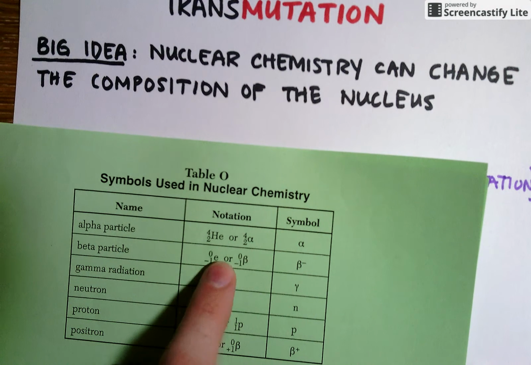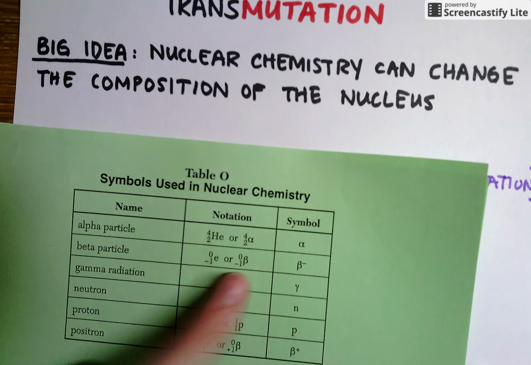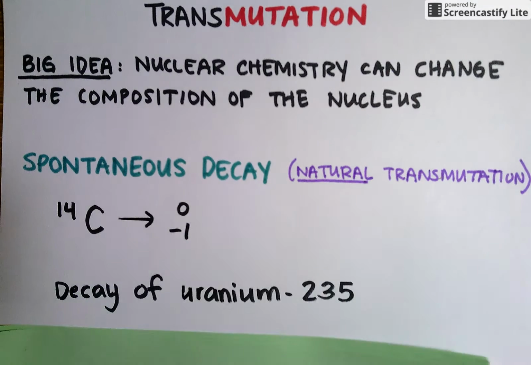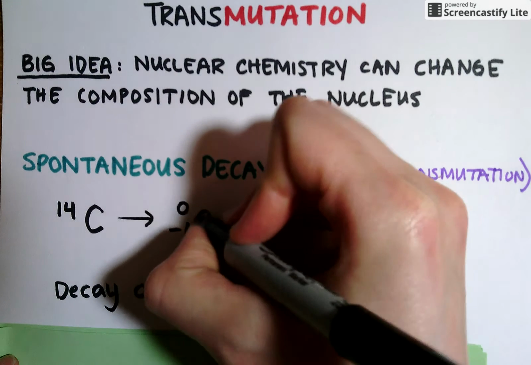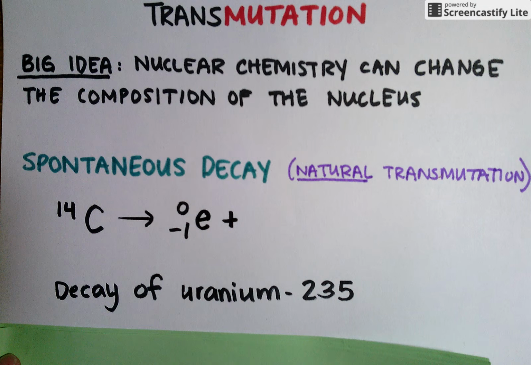And you can write either the E or the beta sign. If it has two options, it doesn't matter which one you pick. Pick whatever you think is prettier. I'm just going to use the E. And that's going to change the carbon-14 into something else.